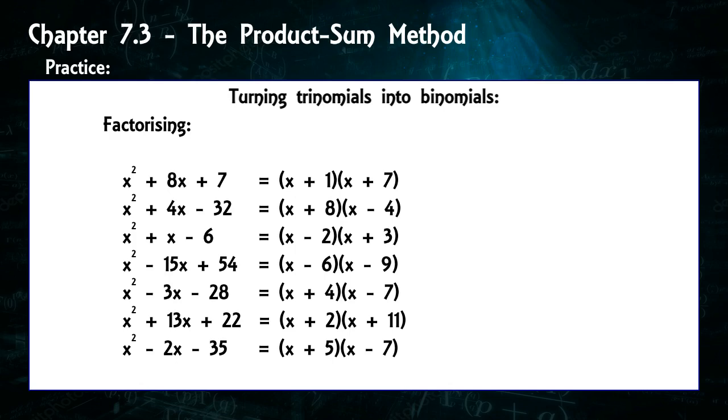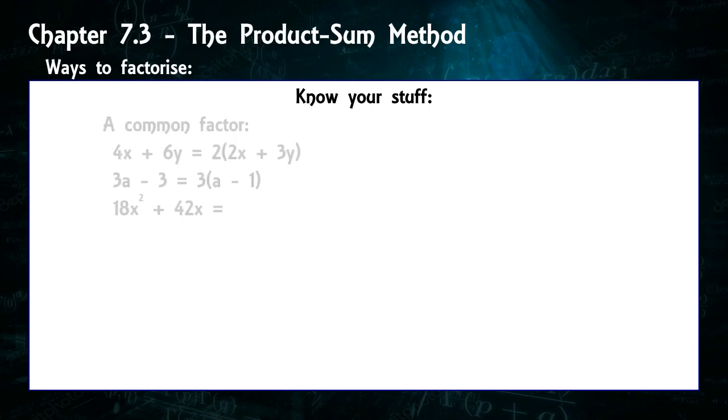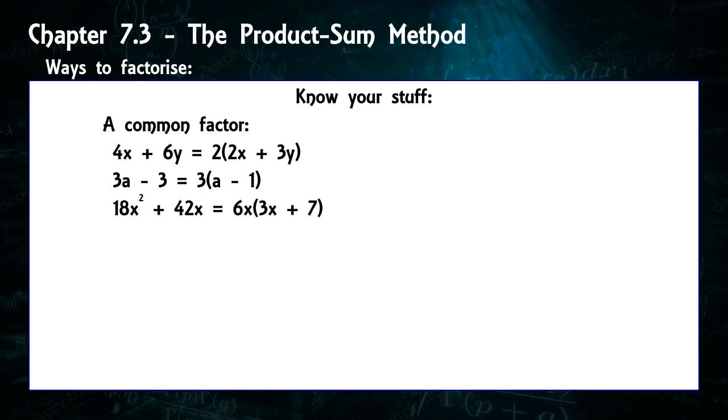Part 2 of this episode is a summary of the rules of factorizing. With the product sum method in hand, we now have 3 different ways to factorize quadratic expressions. The first is to check whether there's a common factor between the terms. 18x squared plus 42x share a factor of 6x, so we put that in front of the brackets. We receive 6x, 3x plus 7.